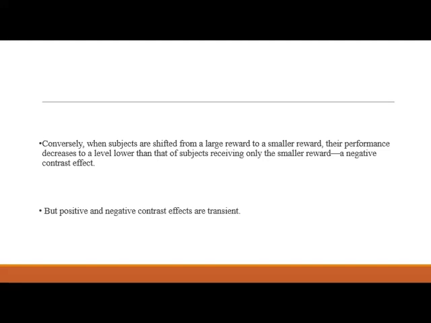Conversely, when subjects are shifted from a larger reward to a smaller reward, the performance decreases to a level lower than that of subjects receiving only the smaller reward, which is a negative contrast effect. Both positive and negative contrast effects are transient. For example, if a person receives an unexpected raise in his salary, his performance will skyrocket for some time, but later it will fall to the same level as the people who were already receiving the same amount of salary.